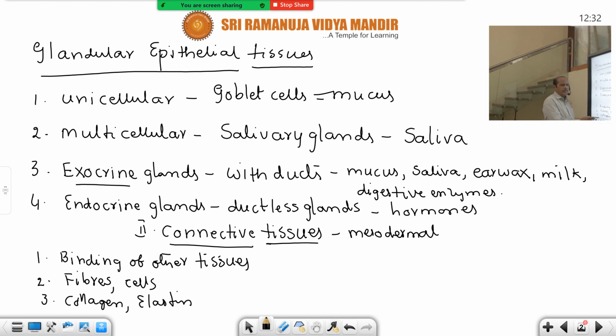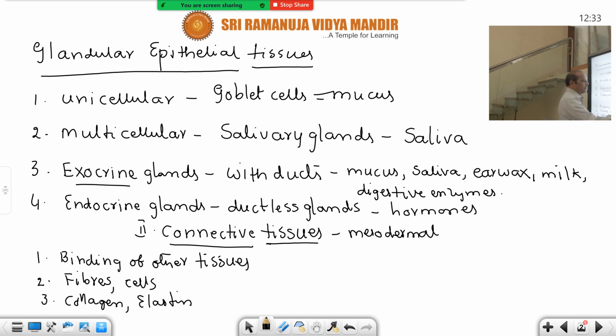Collagen fibers are white in color. Because of the protein collagen, they are white, hence also called white fibers. Elastin fibers are yellow in color, because the protein elastin gives that coloration. So collagen fibers are white fibers. Elastin fibers are also called yellow fibers.